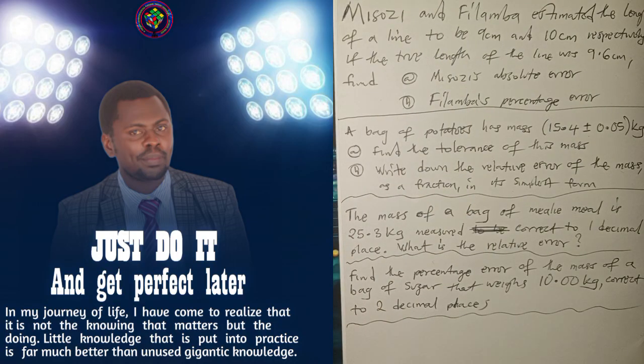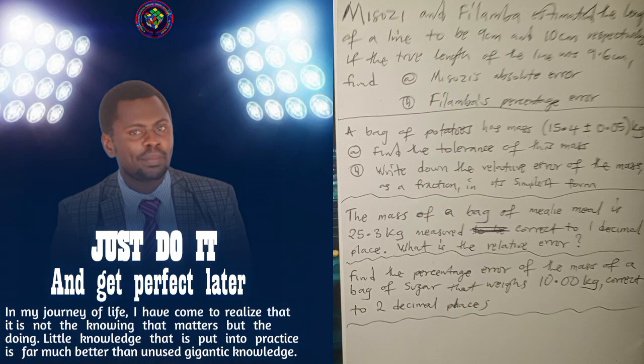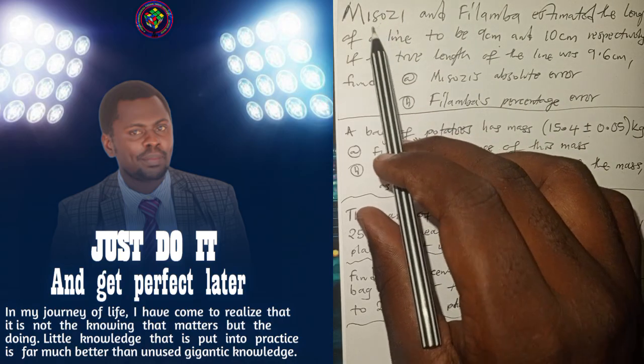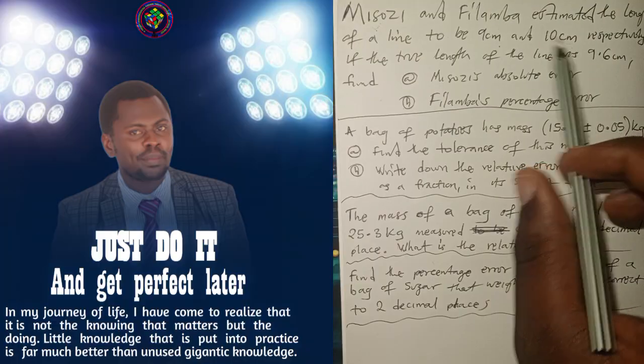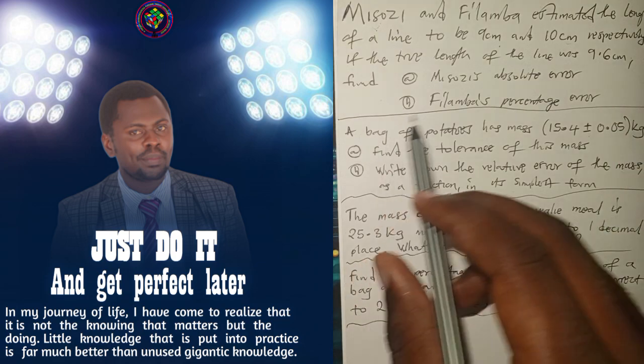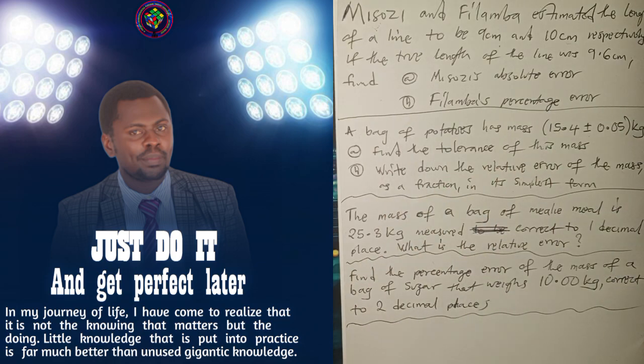So first question there, we have Missos and Filamba estimated the length of a line to be 9 centimeters and 10 centimeters. So 9 centimeters is Missos's, then 10 centimeters is for Filamba's. If the true length of the line was 9.6 centimeters, find Missos's absolute error.